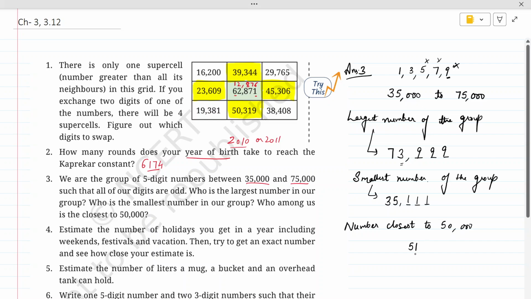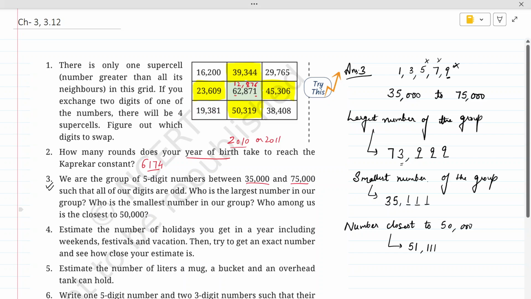Then the next number which will be closest to 50,000 here will start with 1. So this is 51,111, right? This will be closest here because if I take 3, this will be in the 300 series. So the lowest will be the 100 series. Again, 111 is the answer to this. So I hope this is clear. This is a very good question, kids.